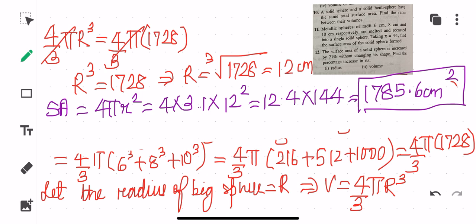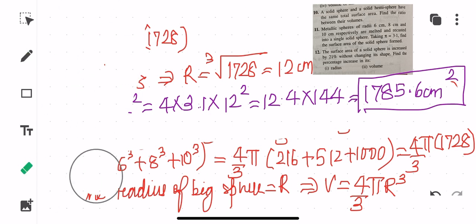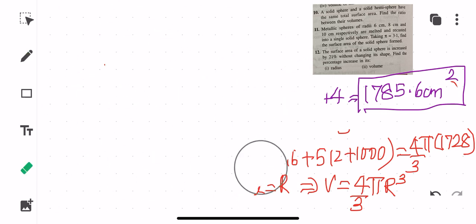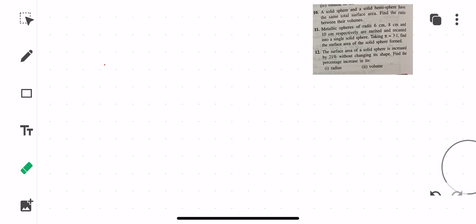We'll move on to the last question of this exercise, children, that is question number 12. So what does the question say? The surface area of a sphere is increased by 21%. They are asking what will be the rise in the radius, and to find the increase in the volume.